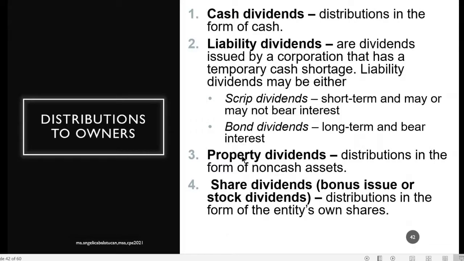Then we have the property dividend. Then property dividend are distributions in the form of non-cash asset. And we also have share dividends, which is also called as bonus issue or stock dividends. And this is distribution in the form of entities' own share.